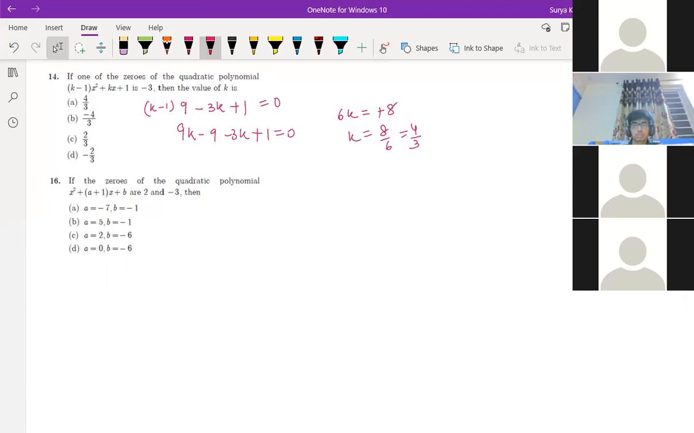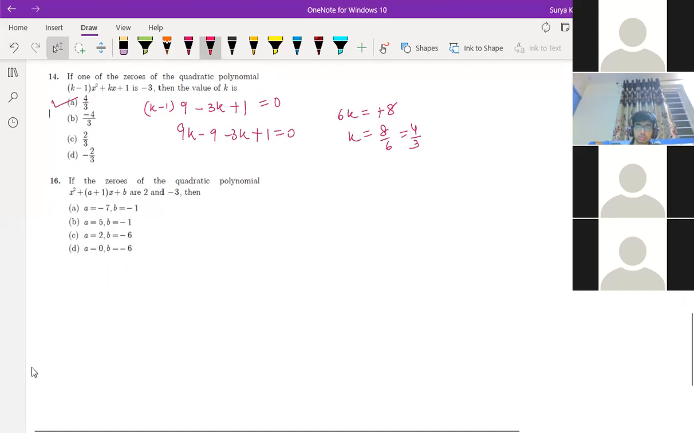Just check. See, k minus 1 as it is I wrote. Then I wrote 9. Minus 3 square is 9 only. Sir, I made a mistake. I took the kx as 9 instead of 3k. Okay. So the answer is 4 by 3.